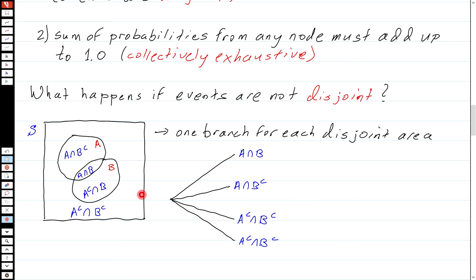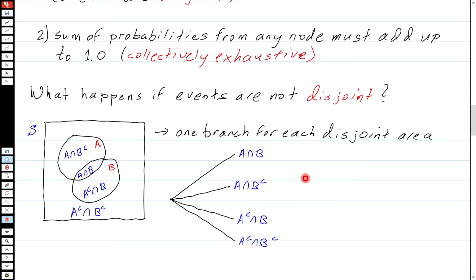Okay, so you're going to have a branch for the intersection, a branch for A intersection B. Then you've got a branch for A intersection B complement, which is A alone, and then you've got a branch for this, which is a mistake. Hang on a minute. This should be A complement intersection B. So let me just erase this. Okay. A complement intersection B is the B alone. And then the last one is everything outside, which is A complement intersection B complement.